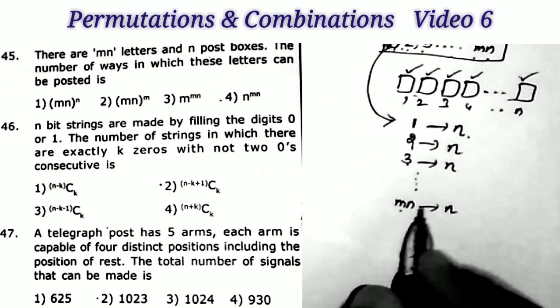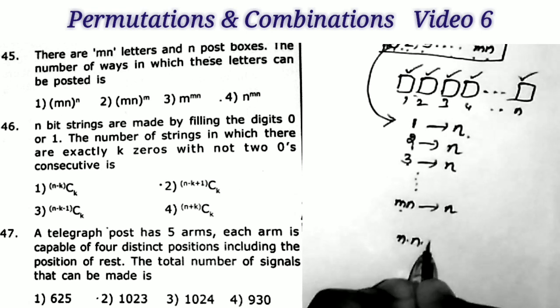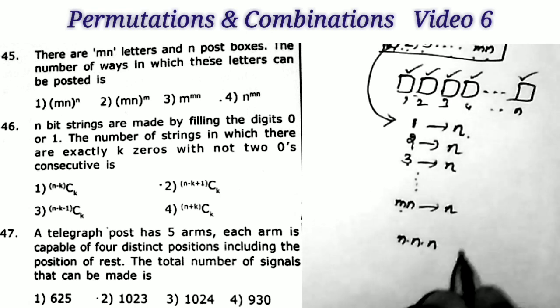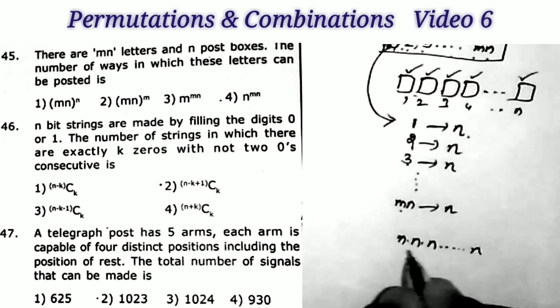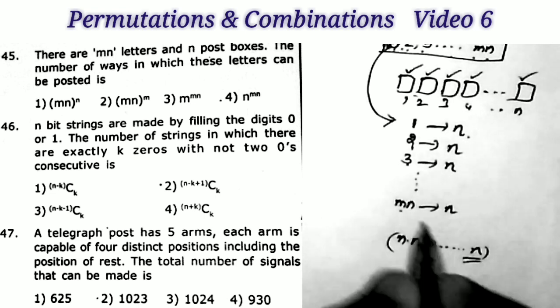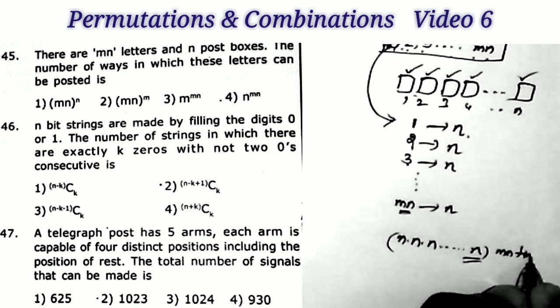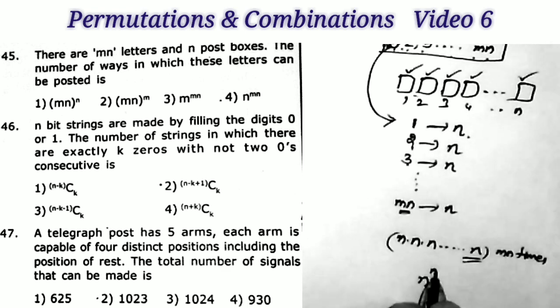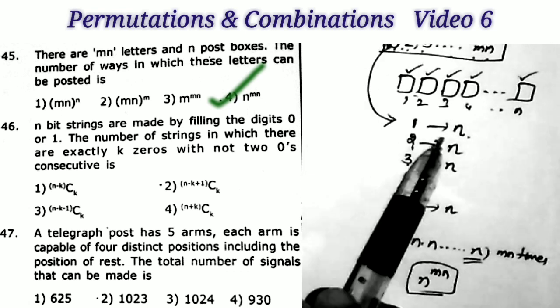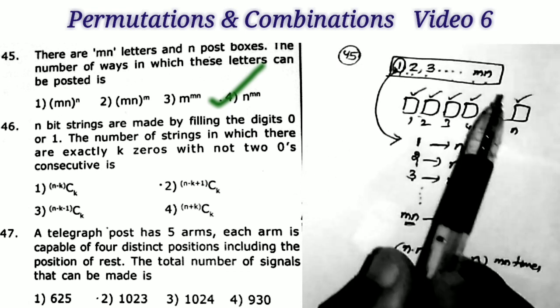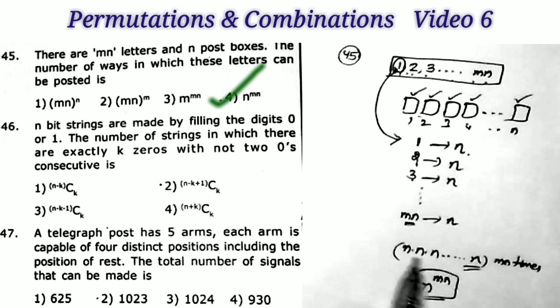Now what is the answer? n into n into n into n, and so on. How many times do we take it like that? mn times. That is, the answer is equal to n power mn. Okay, this is the required answer. We can post the first letter in n ways, the second letter in n ways, and the last letter in n ways. That is, the answer is equal to n power mn. That's all, and that is the last option.